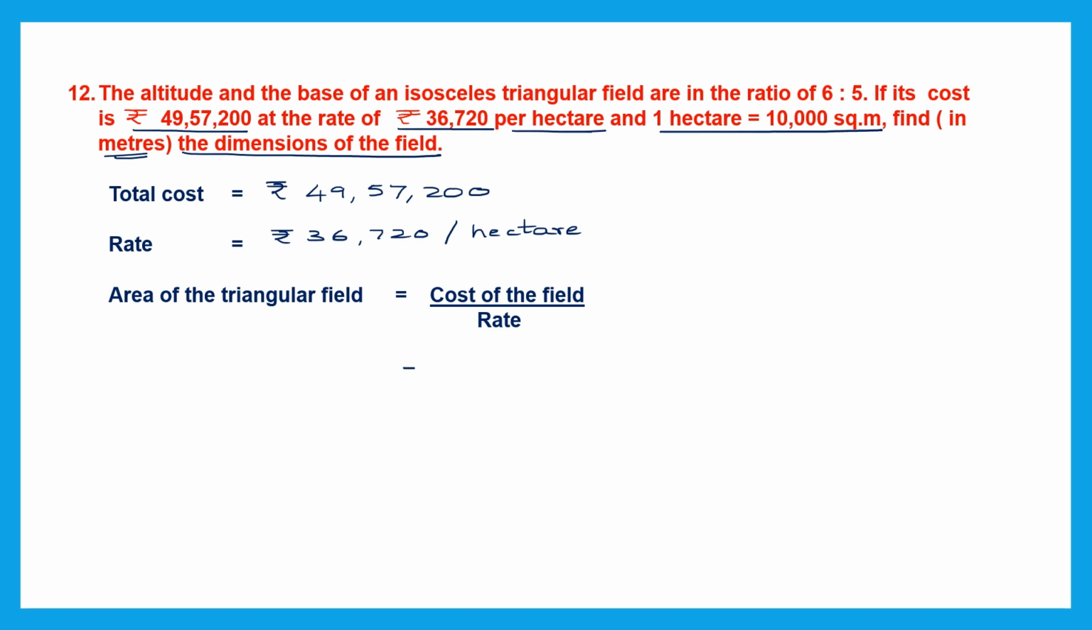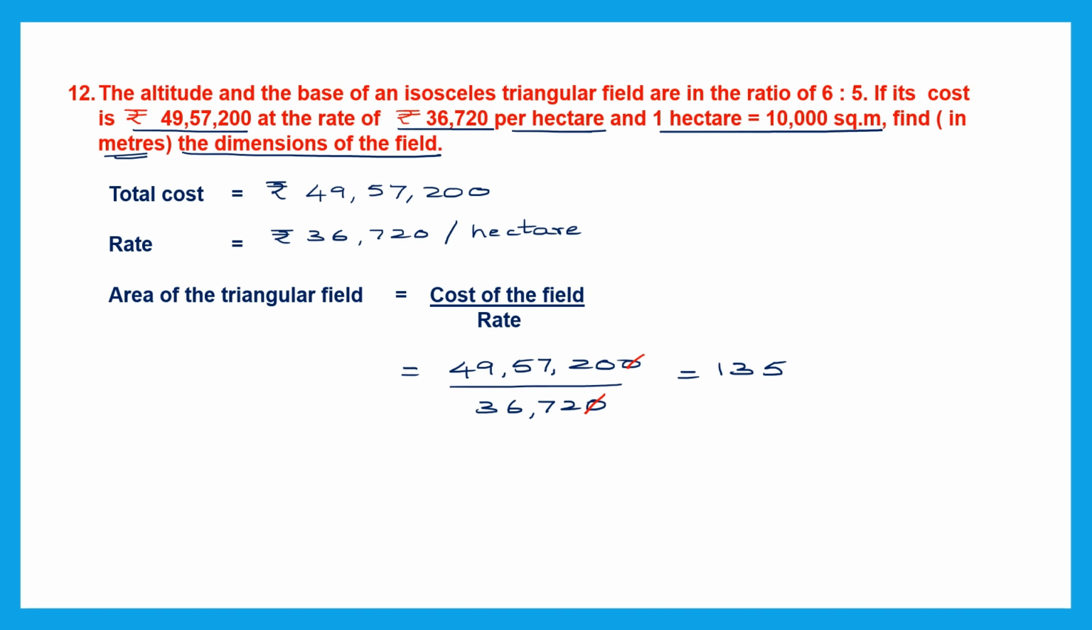So the cost of the field is 49,57,200. Now we divide this by the rate, and the rate is 36,720. So let's cancel what we can first to make our work easier and then divide this. So when we divide this number now it is 4,95,720 divided by 3,672. What do we get? We get 135. So what have we found?